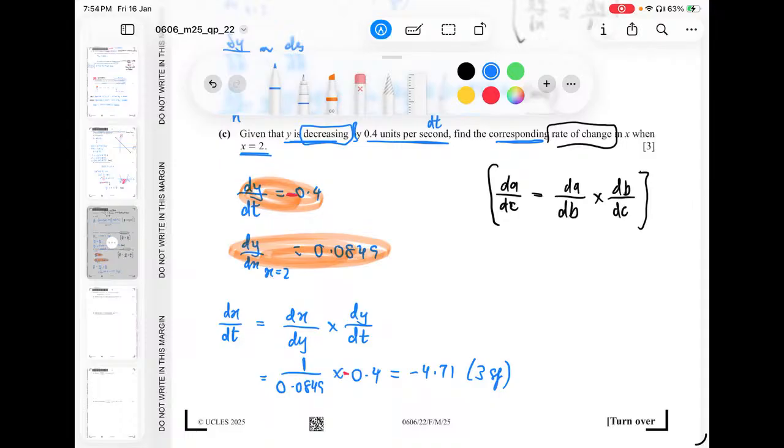So we understood part C and the concept of rate of change and this decreasing, increasing. So whenever it's decreasing, you use the negative. If it's increasing, you don't need to put the negative. It's going to be a positive value.